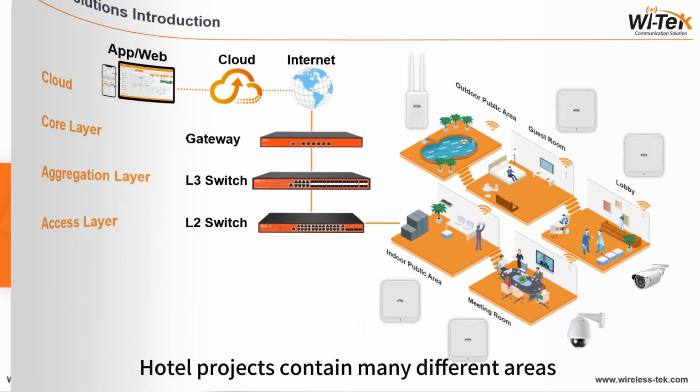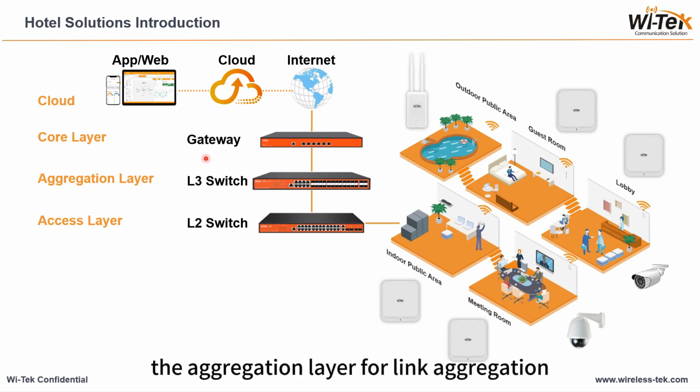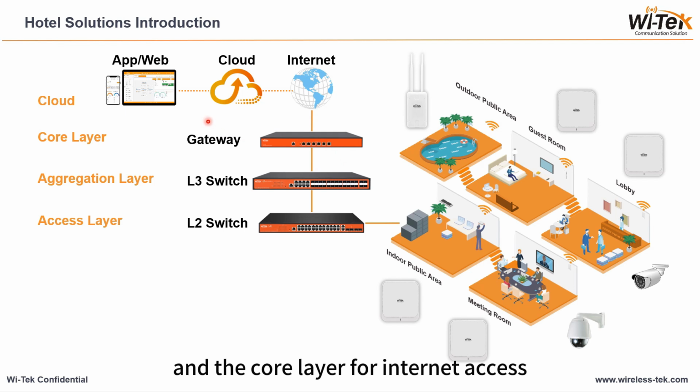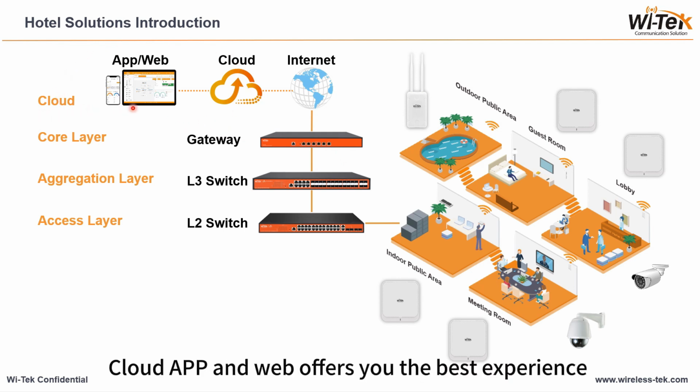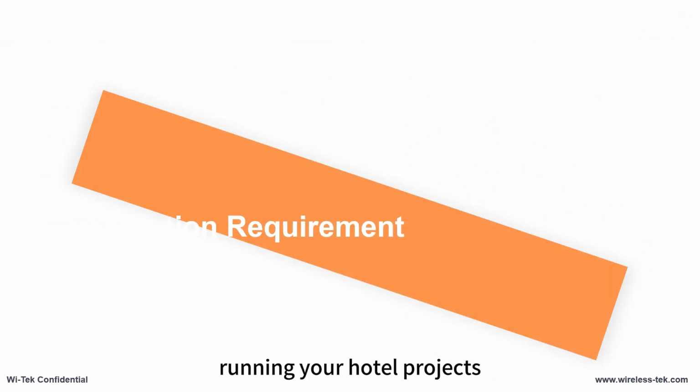Hotel projects contain many different areas that have different demands, such as lobby, guest room, indoor public areas, meeting rooms, and outdoor public areas. For a cabling network, 3 layers are needed: the access layer for PoE devices, the aggregation layer for link aggregation, and the core layer for internet access. As for device management, Cloud App and Web offers you the best experience running your hotel projects.